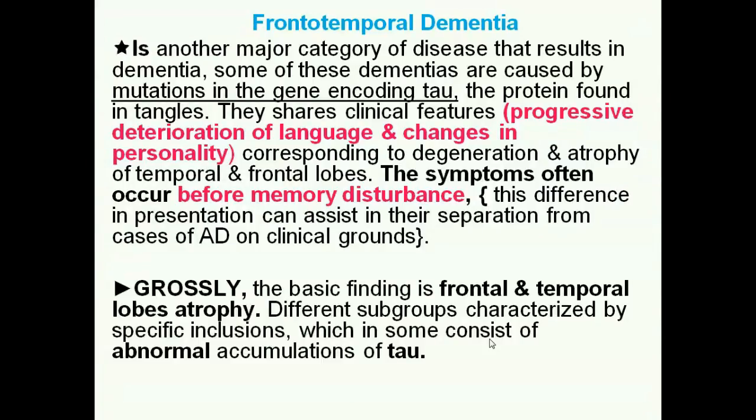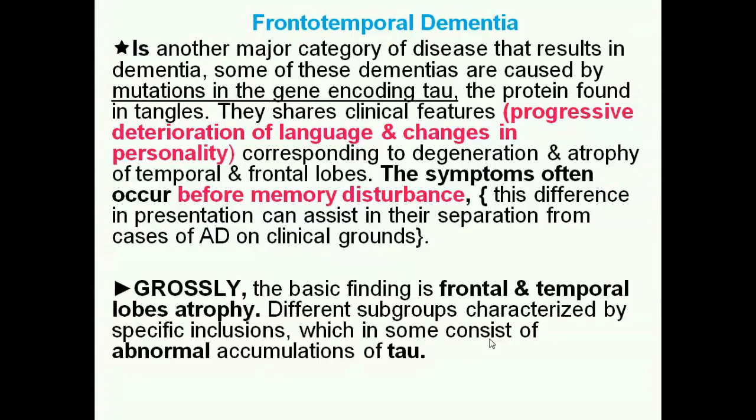Now, it shares clinical features with Alzheimer's disease, like progressive deterioration of language and changes in personality, like the person changes in behavior and cannot actually speak properly. He has aphasia, corresponding to degeneration and atrophy of the temporal and frontal lobes. From its name, we can conclude that it's only of the frontal and temporal lobes, unlike Alzheimer's, which also involves the parietal lobe. Now, the symptoms often occur before memory disturbance, and this is how we make a differential diagnosis between it and Alzheimer's.